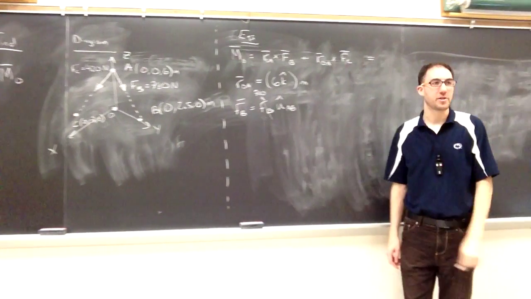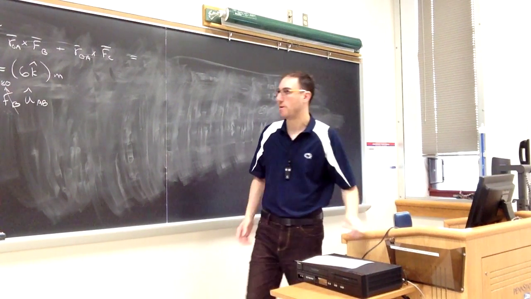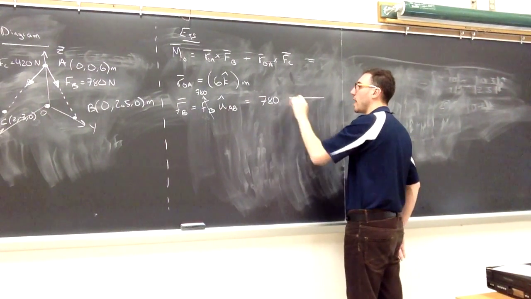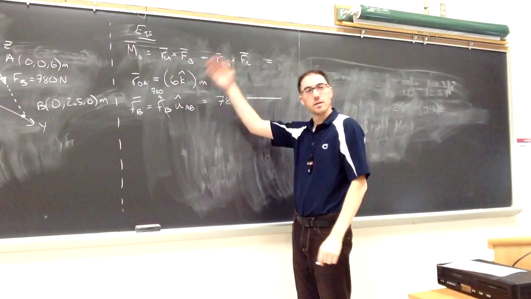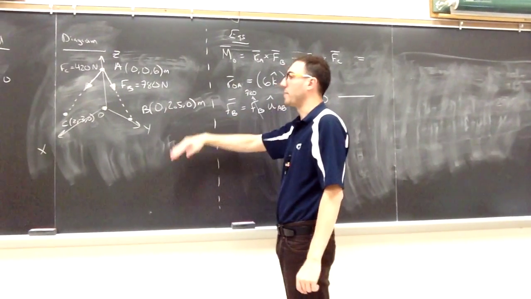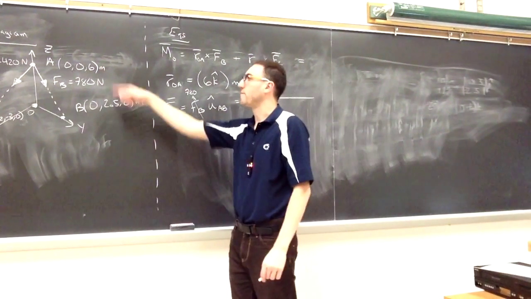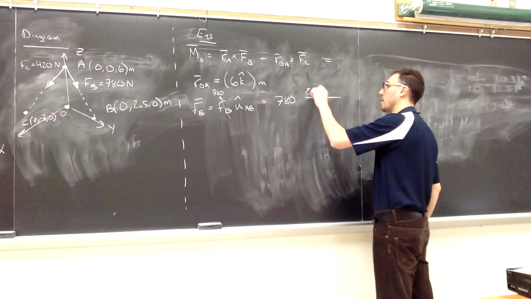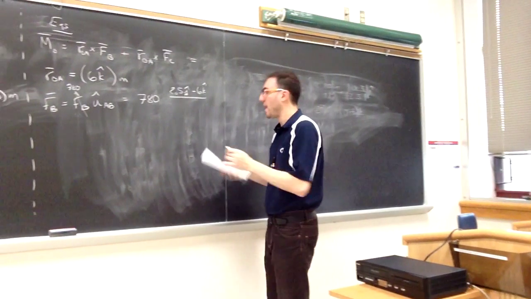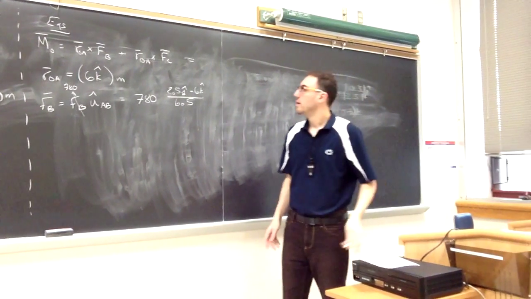And we can find the unit vector that points from A to B the same way we've done it in the past when we were talking about 3D particle equilibrium. So this will be 780 times RAB divided by the magnitude of RAB. RAB will be the end point minus the start point. So 0 minus 0 i, 2.5 minus 0 j, and 0 minus 6 k. Divide by its magnitude, this would have a magnitude of 6.5.